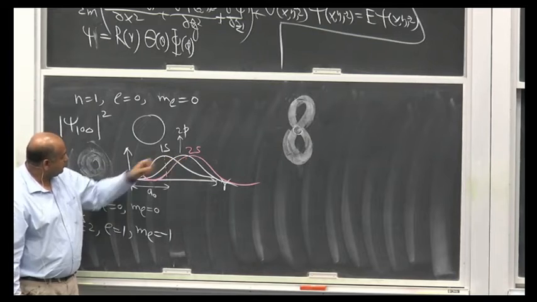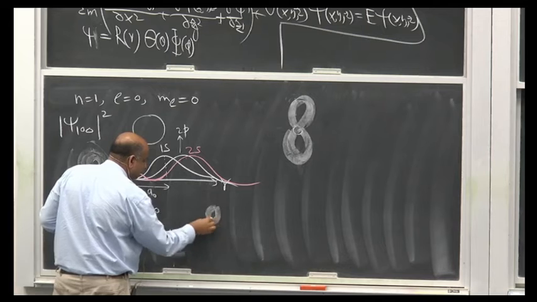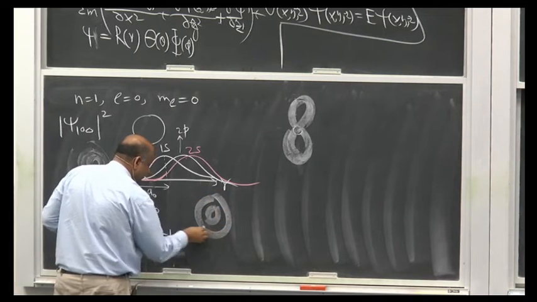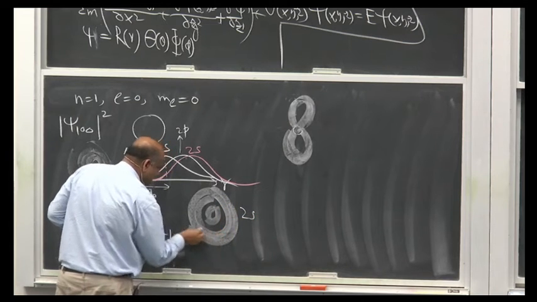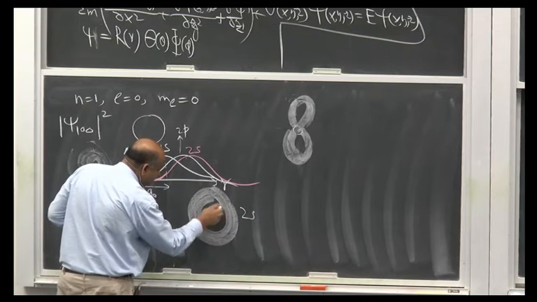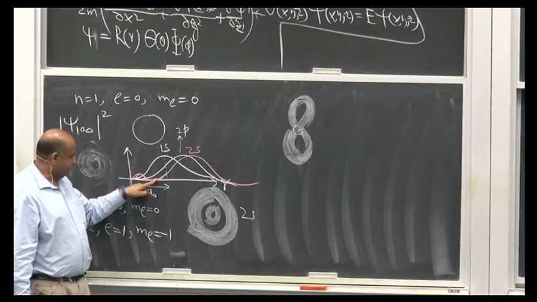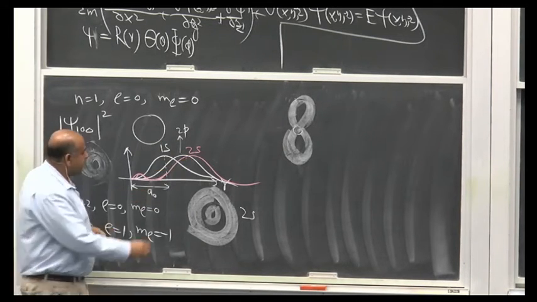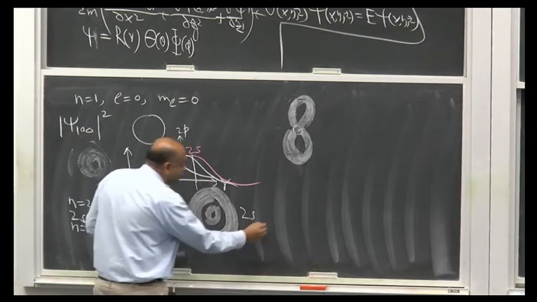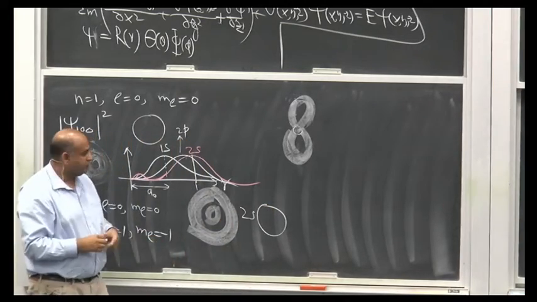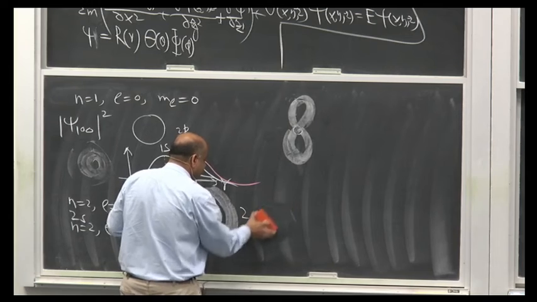So when people draw this 2s orbital, this is 2s, they leave this empty circle here to indicate that there is a null point somewhere here. But still, its most likely position is at this distance, or symbolically, you can still draw it like a circle. So this is a bigger circle than the 1s circle.